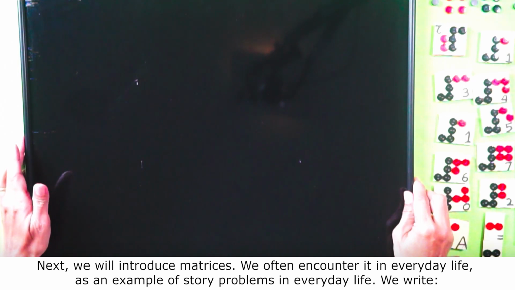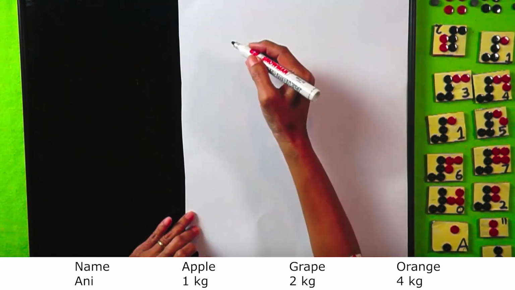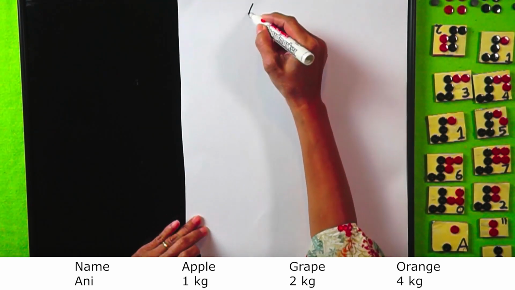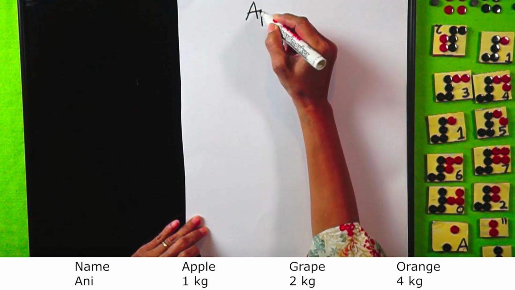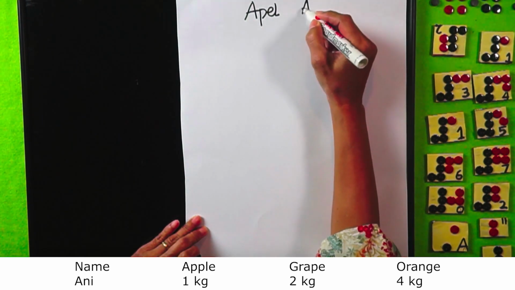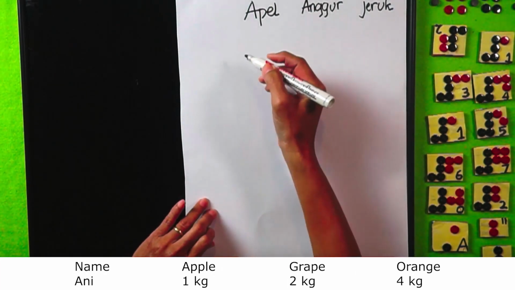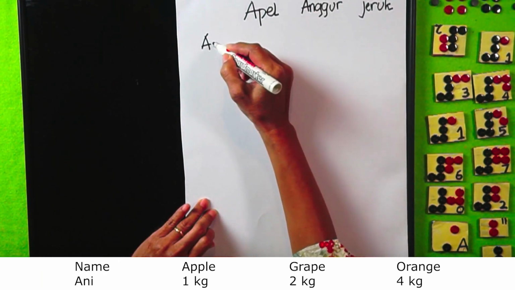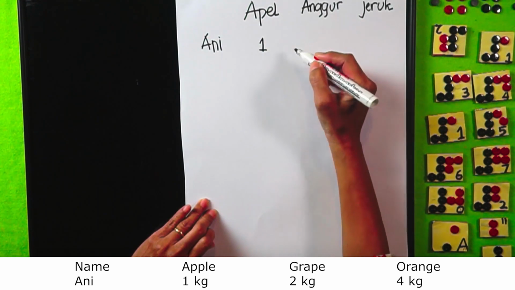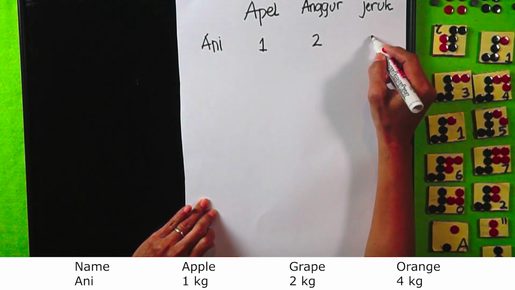we can write in rows and columns. In the first row, first column is name. In the first row, second column is apple. In the first row, third column is grape. In the first row, fourth column is orange. In the second row, first column is honey. In the second row, second column is 1 kilogram. In the second row, third column is 2 kilograms. In the second row, fourth column is 4 kilograms.